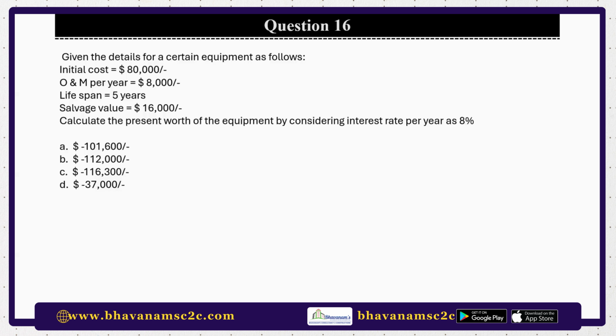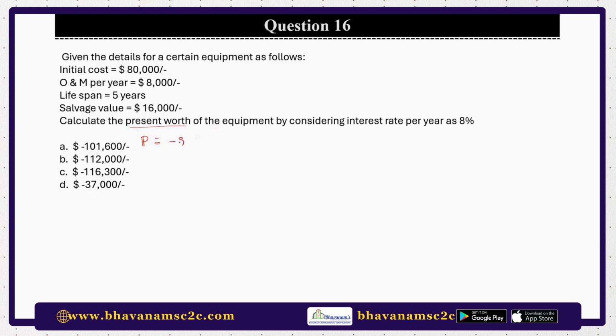Whereas when you deal with the initial cost and when you understand the concept of operation and maintenance, it is something that goes out of the pocket. So, as I said, since the initial cost and operation and maintenance is from the owner's end, since it is from the owner's account, the values will be considered as negative values. It means that they are the outgoing values. Okay. And what you have to calculate at the end, they asked us to calculate the present worth of the equipment by considering interest rate per year as 8%. Now, you have to calculate the present worth.